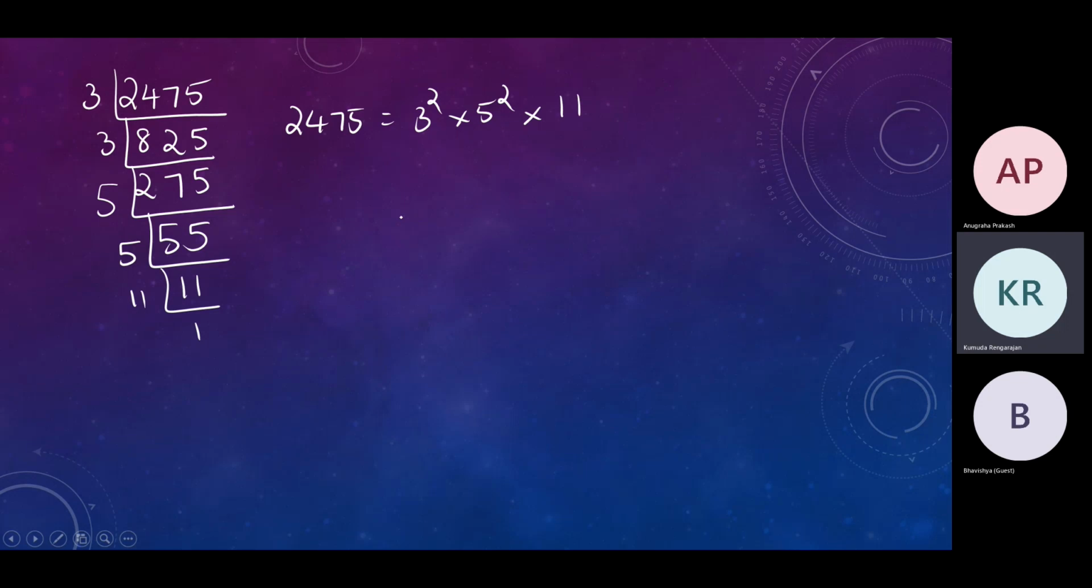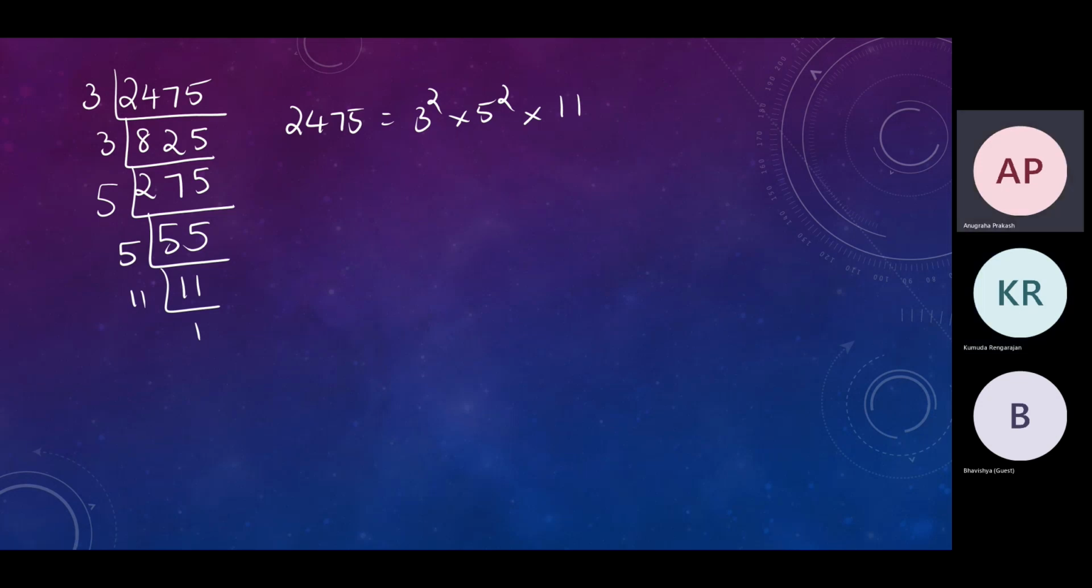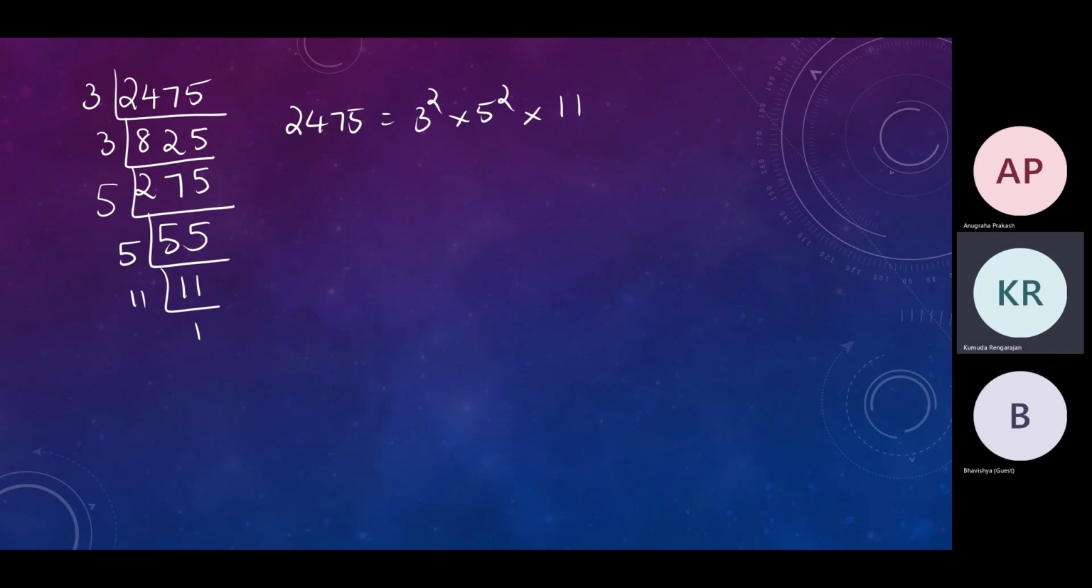So is 2475 a perfect square? No, ma'am. Why? Ma'am, because another 11 is missing. Correct, because it does not have it, because 2475 cannot be expressed as a product of pairs of equal prime factors. 11 does not have a pair. And the least number to be multiplied is 11. 2475 should be multiplied by 11 to make it a perfect square.